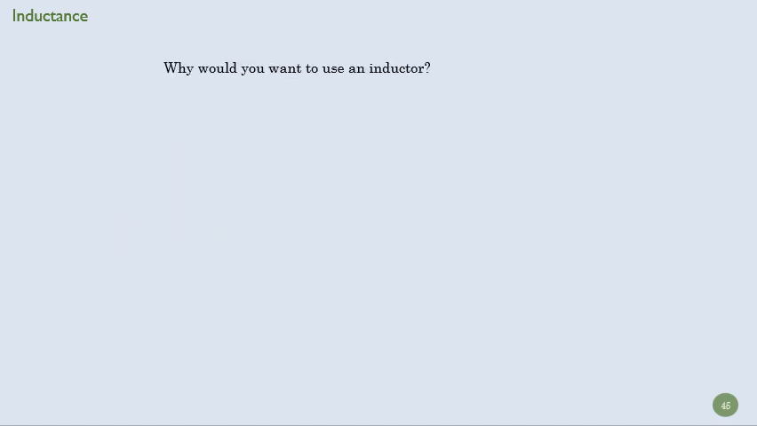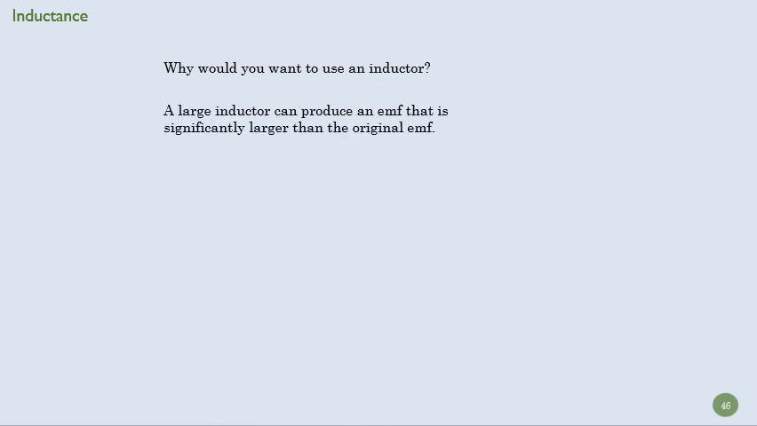So why do you want to do that? Why would you want to have something that actually opposes what you were doing? You were trying to start a current, and it's making it harder to start the current. Well, there are a couple reasons. One is that a large inductor can produce a really large EMF, even one that's bigger than your original EMF. So I might have a circuit with a 12-volt battery, and I can actually create an EMF much larger than 12 volts with an inductor.